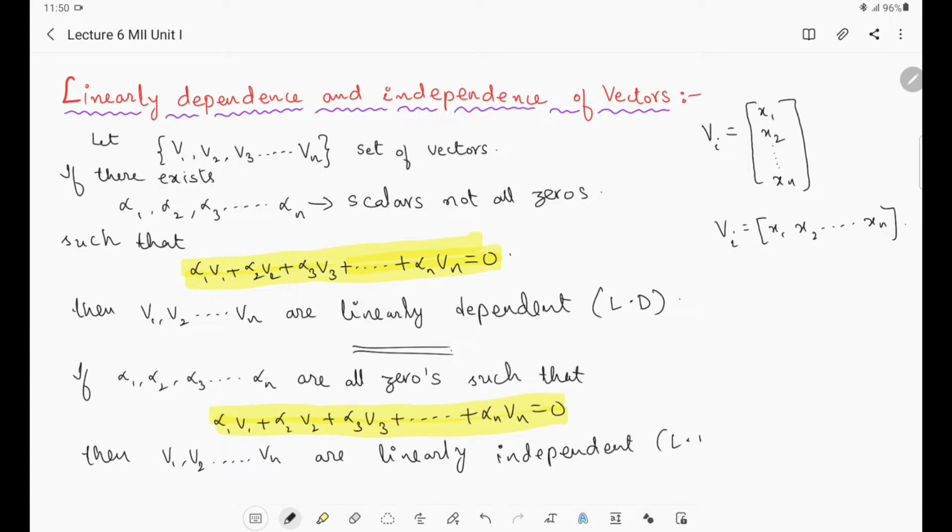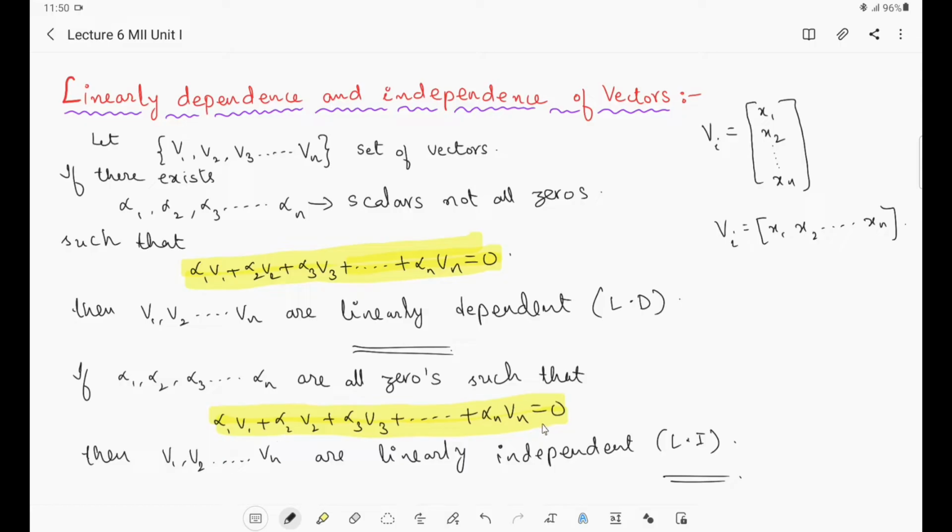So this is the definition of linearly independent and dependent vectors. When can we say that given vectors v1, v2, v3, ..., vn are linearly dependent? If I am able to find alpha 1, alpha 2, alpha 3, ..., alpha n, not all zeros, such that this linear combination is equal to 0, then we say that the vectors are linearly dependent.